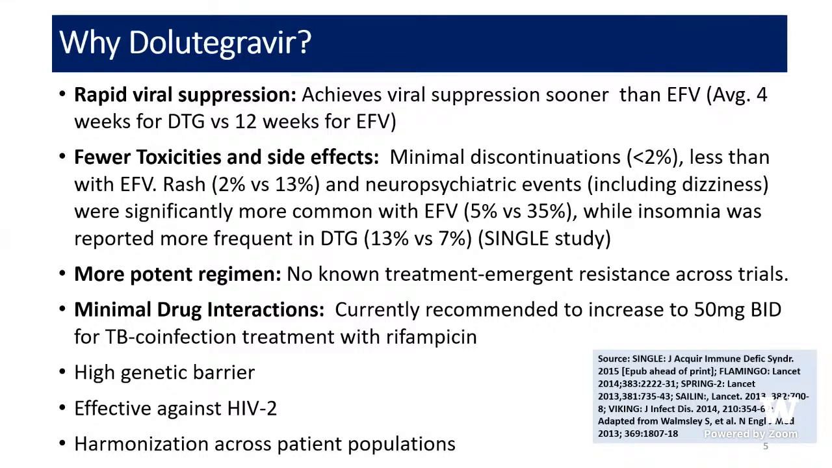It's basically the main points are rapid viral suppression, fewer toxicities, more potent as a regimen, minimum drug interactions. As I discussed, rapid viral suppression, this is a remarkable drug. Dolutegravir suppresses the viral load by just 4 weeks of time. So it's a very short duration, a very handy step to bring my patient to a virally suppressed state. And as we know, the viral suppression is the key marker which improves health and immunity of the patient, compared to efavirenz, which took around 3 months of time.